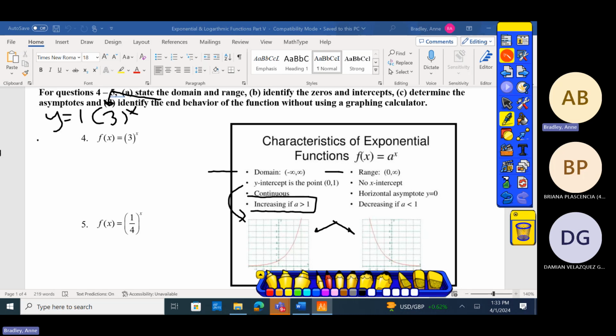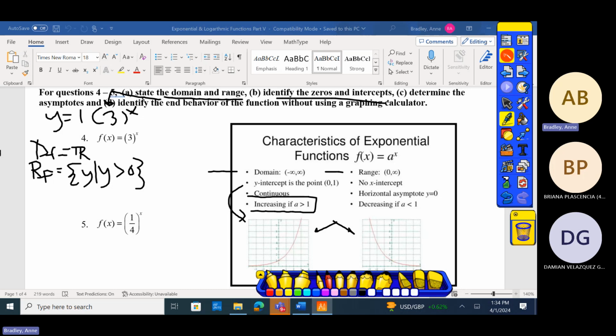So there's different ways I could say this. I could say the domain of f is equal to all real numbers, and the range of f is equal to y values such that y is greater than 0. So I've taken care of the domain and the range. Now let's go on to the zeros, the x-intercepts, and the y-intercepts.